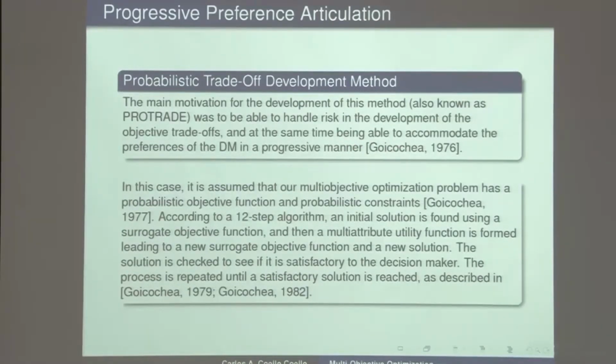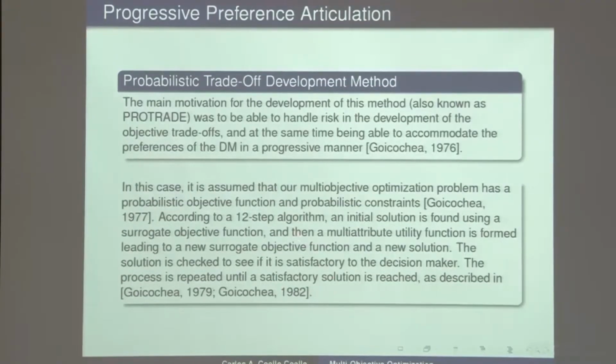The first is called ProTrade for short, and it was designed to handle risk when developing trade-offs for the objectives. And at the same time, they wanted to incorporate preferences from the decision maker in a progressive manner. So the idea here is that our multi-objective optimization problem has a probabilistic objective function and also has probabilistic constraints. That means we will define a certain probability function that will tell us how likely is some constraint to occur or not.